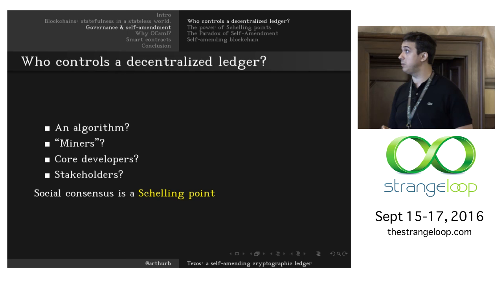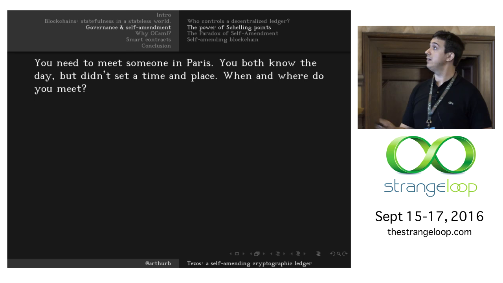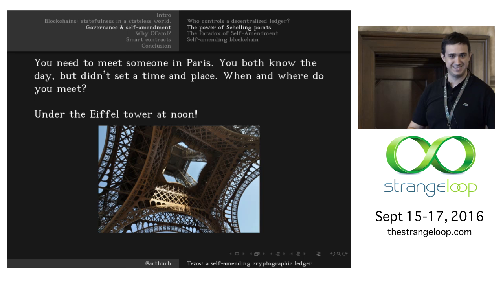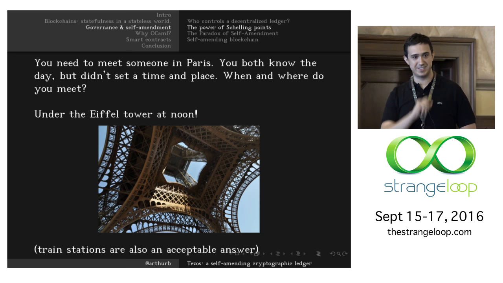So let's say you need to meet someone in Paris, and you both know the day, but you didn't set a time and place. You forgot to do that, and so you want to meet them. Where would you meet? Anyone? Eiffel Tower at noon. Awesome, you win. Under the Eiffel Tower at noon, that's right. Another acceptable answer is train stations. They work in most cities, but Paris has many train stations, so it's not obvious.